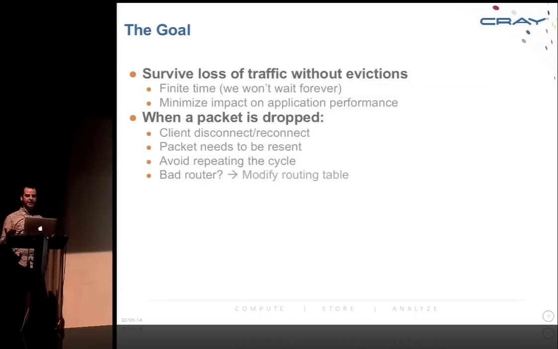So when we're looking at what sorts of things come into play when we do lose traffic, if an RPC is dropped, clients are going to be disconnected from the servers, and they're going to need to get reconnected. That message needs to be resent. And we want to do it right the first time so that we don't just repeat the cycle of client disconnects, reconnects, and resends. For example, if you lose a router or a remote interface goes bad on you, when you're resending or getting reconnected, hopefully you can avoid using those bad routes so that you avoid repeating this cycle.